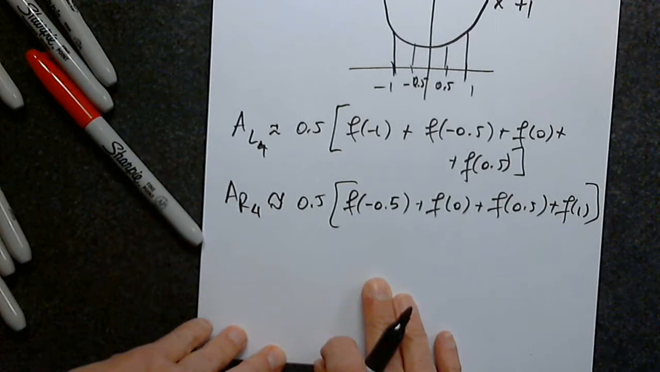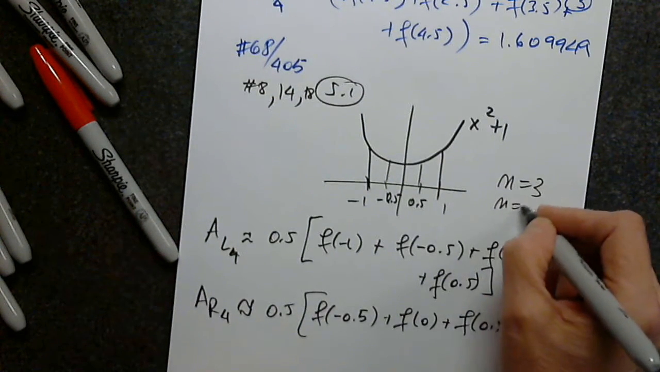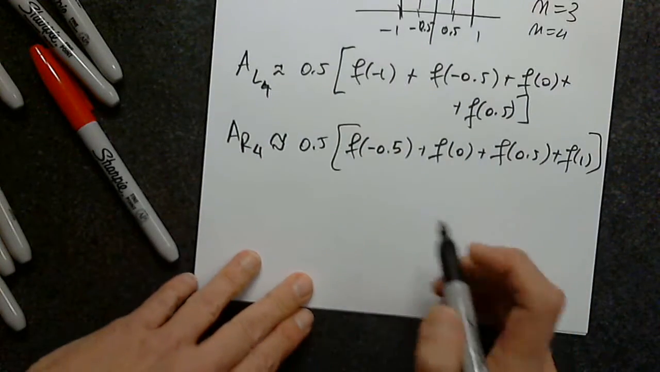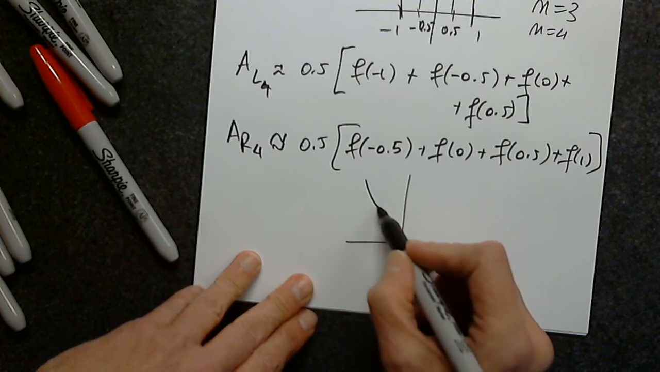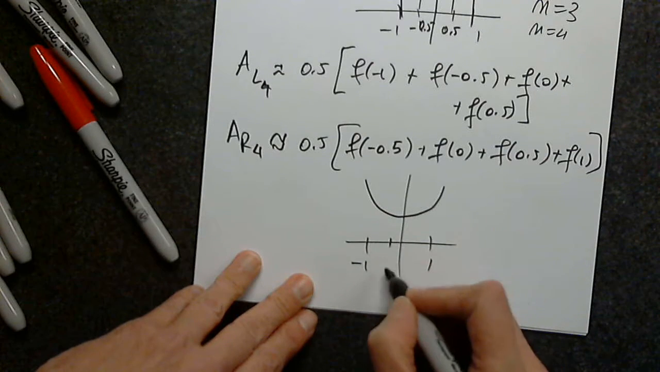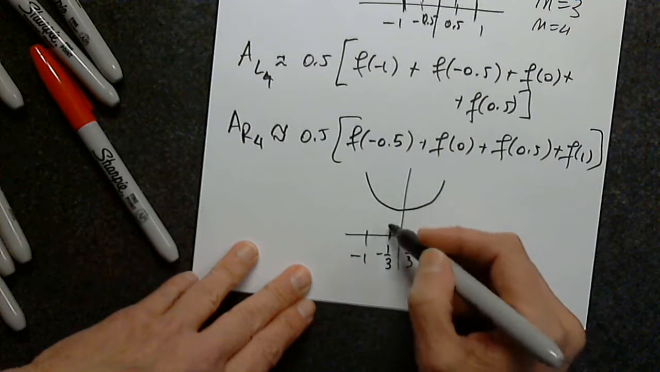Let's say n equals 3. So you have n equals 3 and n equals 4. I started with 4. Okay. And then you do the same thing with 3. If you have 3 subintervals, then the width will be 2 divided by 3, so the points are negative 1, negative 1 divided by 3, 1 divided by 3, and 1.